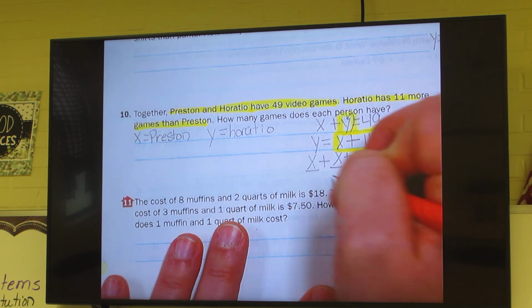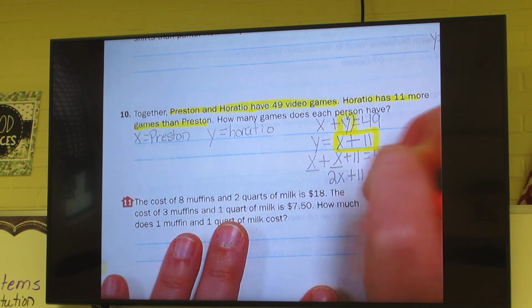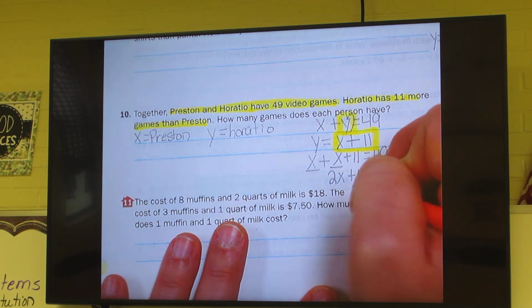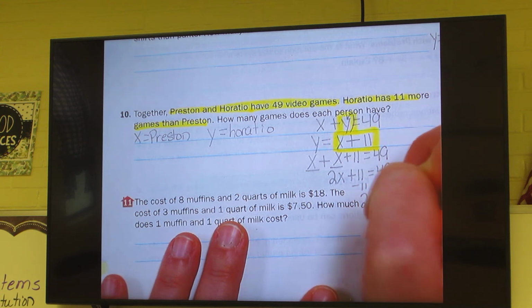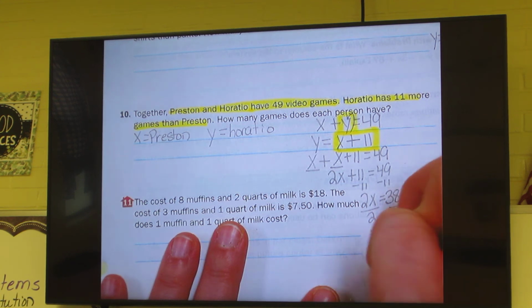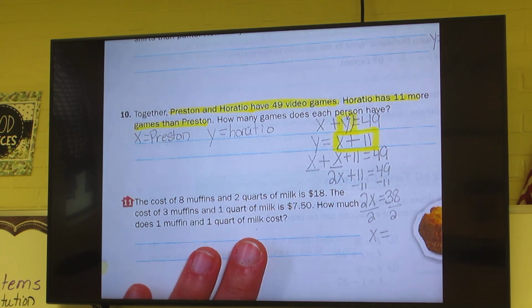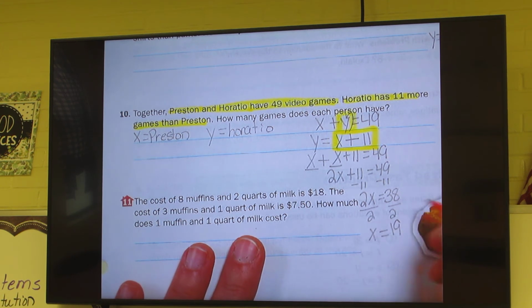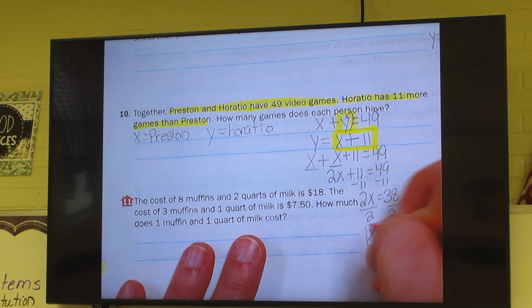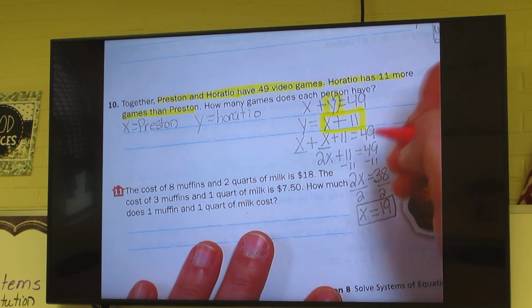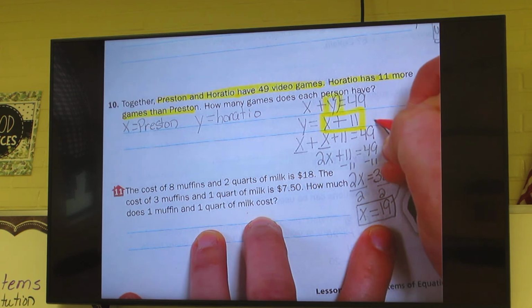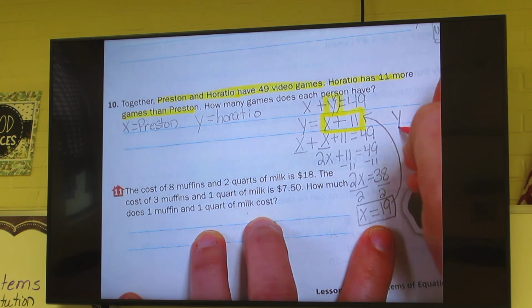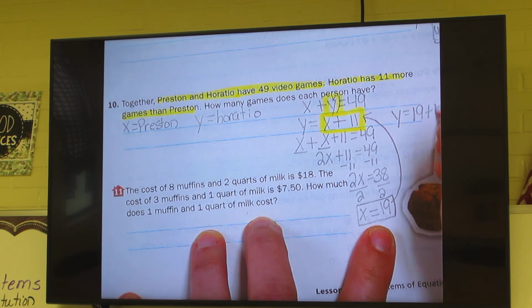Okay, and so we get x plus x plus 11 equals 49. Combine like terms gives me 2x plus 11 equals 49. Take away my 11 and get 2x equals 38. Divide by 2 and get x equals 19, sorry. So x equals 19. We got our x, but we need our y. So we take that 19 and plug it back into the equation that says y equals. So y equals 19 plus 11, which equals 30.